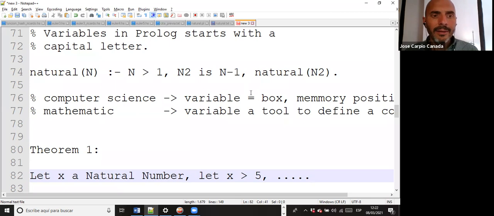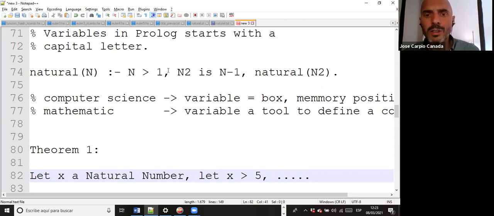So this is the concept of variable in mathematics. It's a tool to describe a concept. In computer science, a variable is a box where you put things. You can put a car, a person, and after that you can put a train. Doesn't matter. It's a different concept. And in Prolog, the concept of variable is the concept of mathematical variables.